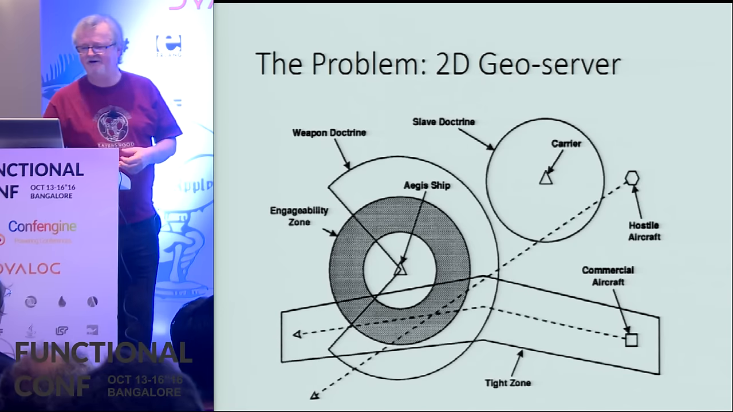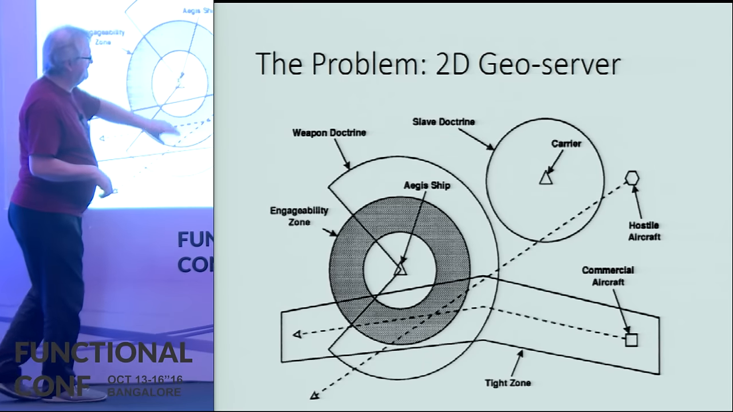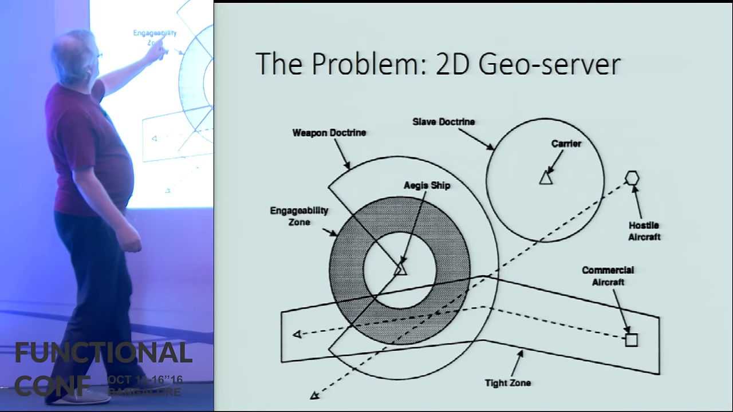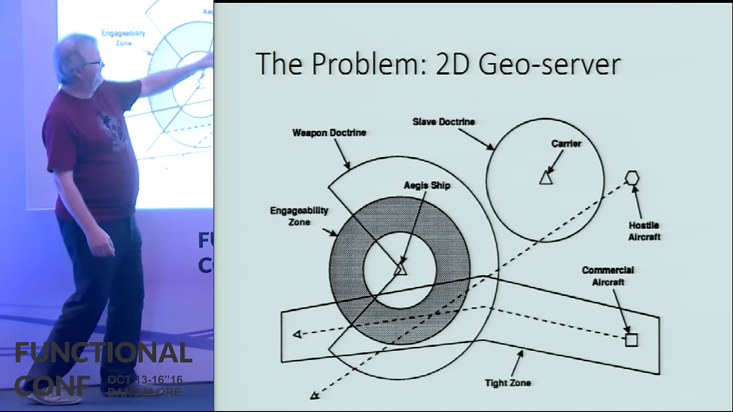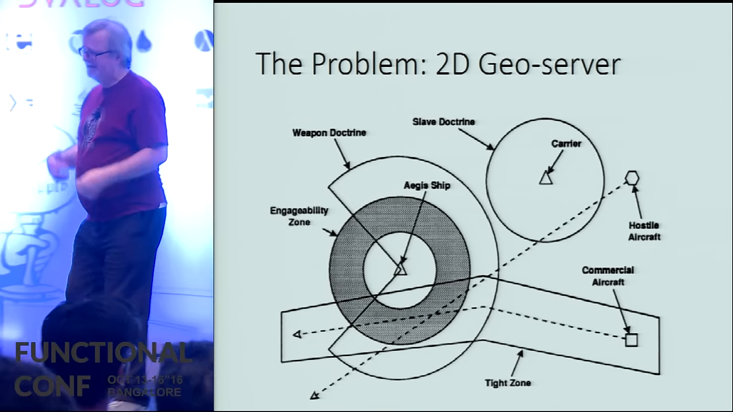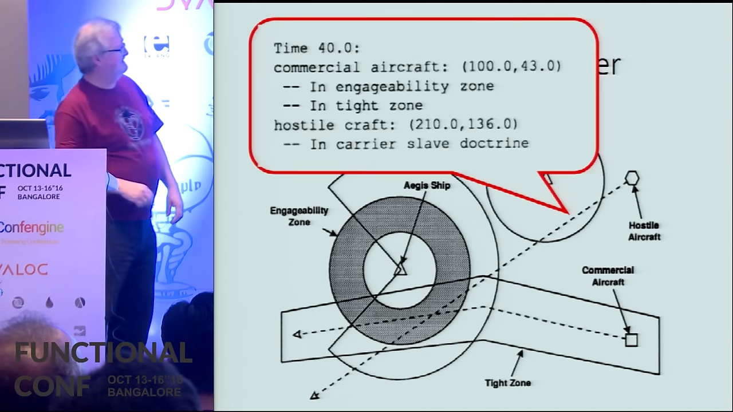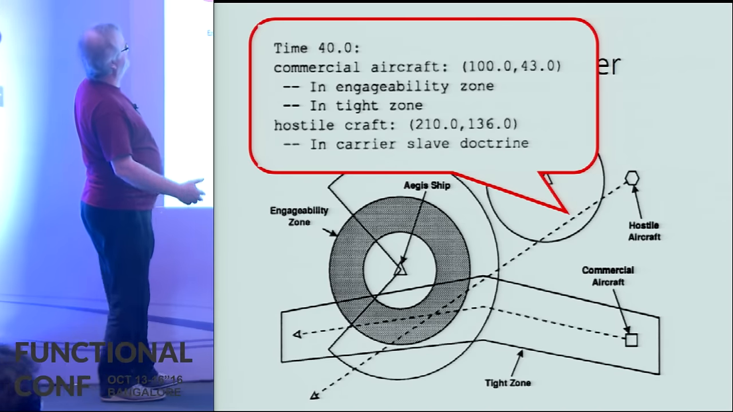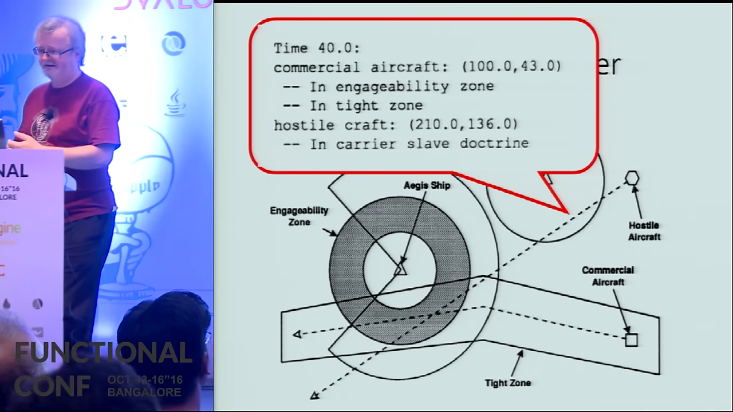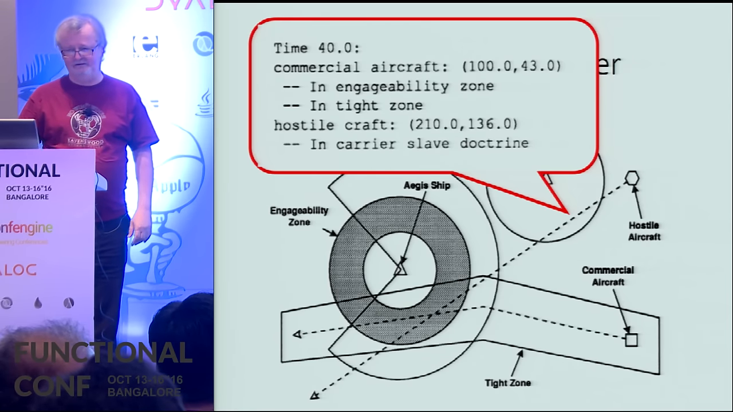The problem was a geometric one. So it involved defining regions in the plane with complex shapes, and DARPA being DARPA, these regions had names like weapon doctrine and slave doctrine, and there are points in here called hostile aircraft and so on. So the prototype was supposed to input a description of this stuff and then analyze it and output things that would say, you know, the commercial aircraft was in the engageability zone and so on. Mark Jones got the job of implementing this prototype in Haskell.